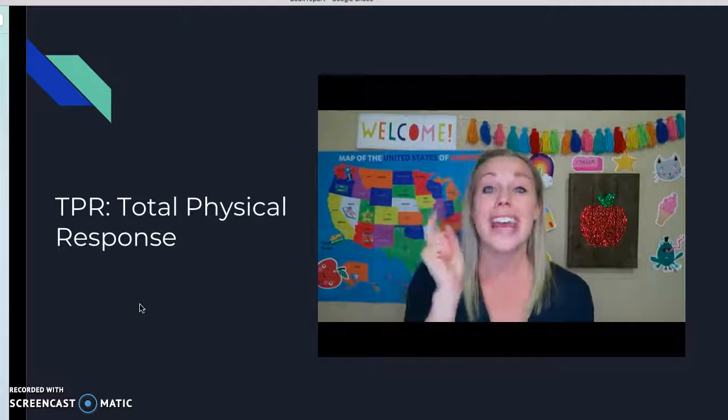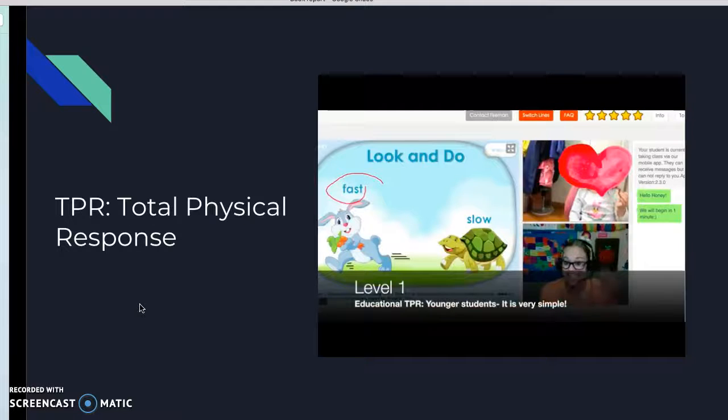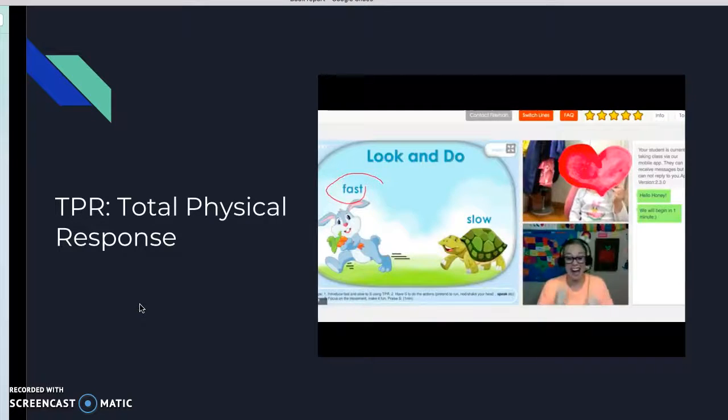Very simple, to the point. Here's an example inside the classroom. Let's go. Fast. Fast. Slow. Fast. Slow.